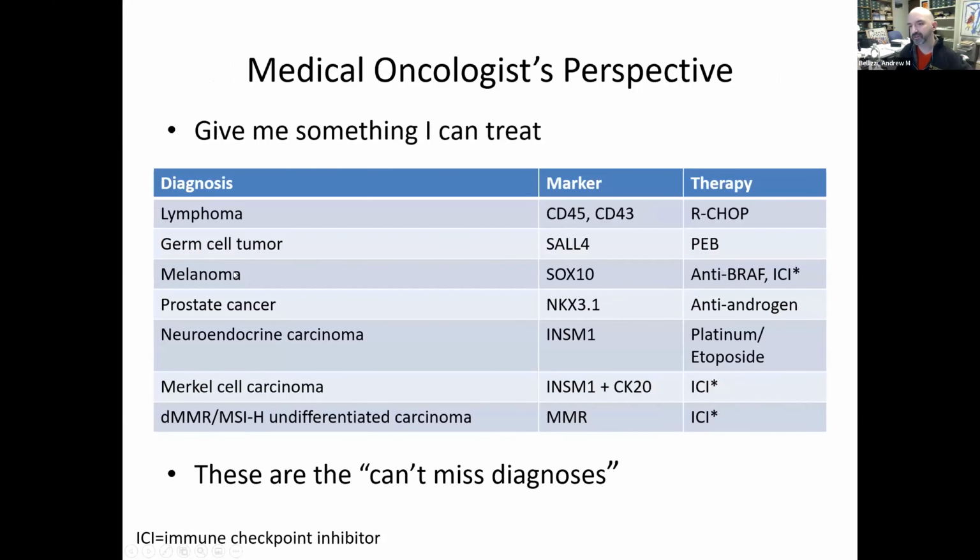These are examples of tumors that present as tumors of uncertain lineage or carcinomas of unknown primary that are readily amenable to identification by immunohistochemistry, that have very specific therapies that can be highly effective. And from the clinical perspective, the medical oncologist perspective, they want something that they can treat. They want to give a more specific therapy than a platinum plus a cytotoxic. So I consider these to be can't miss diagnoses, especially lymphomas.